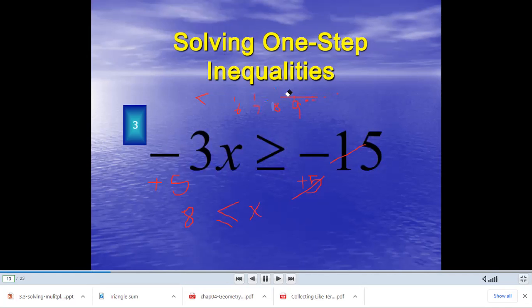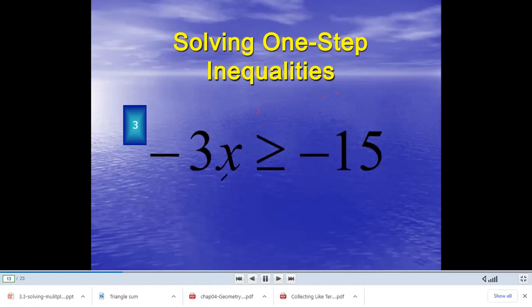Next question. How can we solve this question, Grade 7? -3x is more than or equal to -15. Which operation will we use in this question? How can we solve this one? Yes, Yaward, division.